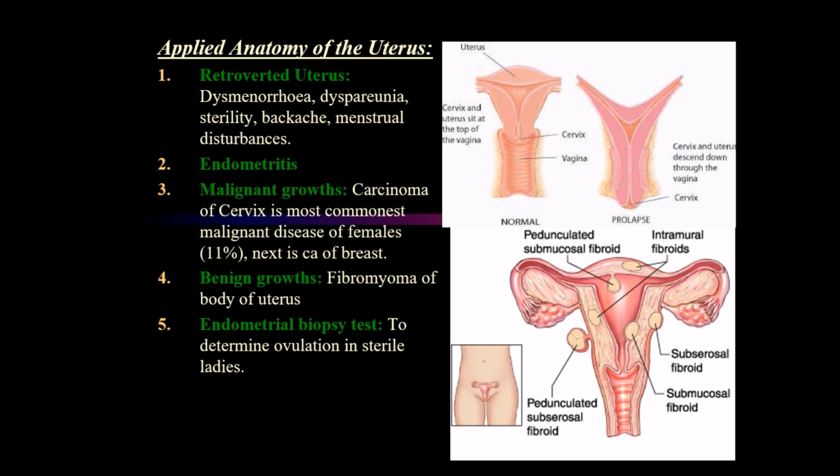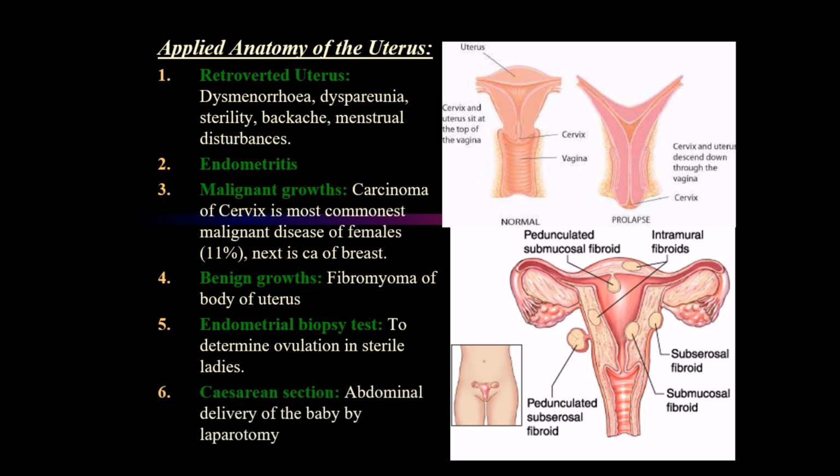Coming to the endometrial biopsy test. This is done by taking out a part of the endometrium in the form of a biopsy to exactly locate or determine ovulation in sterile females, especially if they want to go for some procedures which will help in fertilization. At that time they try to determine the exact day of ovulation by taking regular biopsies.